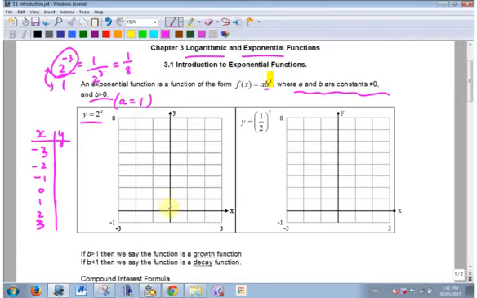Okay? So if x is negative 3, let's make it a decimal. Y is, looks like about 1/8. Okay? If x is negative 2, this is 1 over 2 squared, which is 1 over 4, otherwise known as a quarter. Okay? If x is negative 1, then this is just 1/2, right?